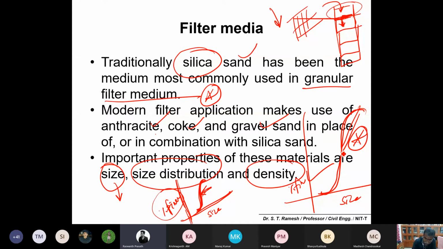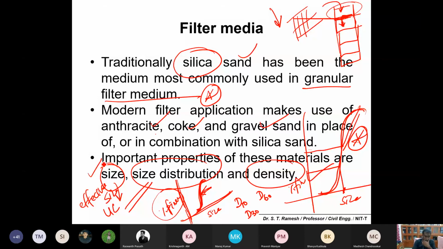This graph is very important to find out the sizes D10, D30, and D60. Diameter of 10%: you mark 10% here and note down the size of the fraction. D30 and D60 correspond to 30% and 60%. From that, you can also calculate certain parameters like effective size and uniformity coefficient. You may also cover this in soil mechanics. So please remember these three points are important.